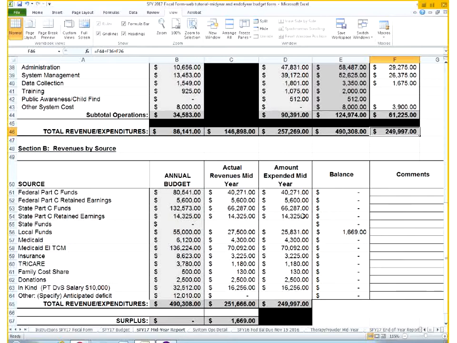Just the breakdown is a little bit different. This kind of does it by service. This does it by where did you get the money from. But the total should be the same. And then what you received minus what you spent is this number here in the surplus. And that number should match any balances that are listed over here in this column.